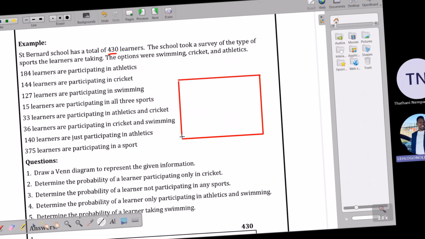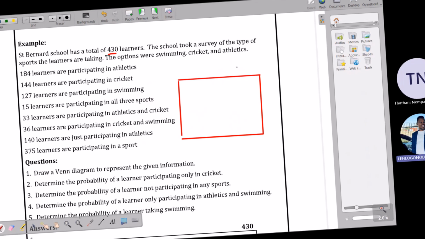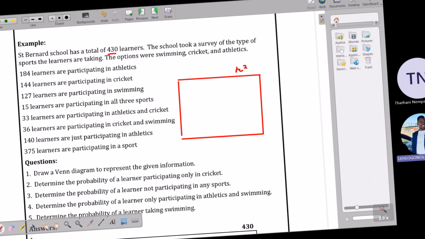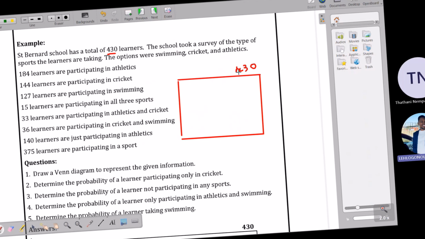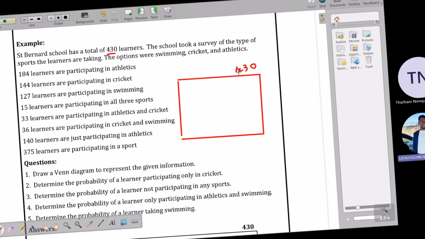So in our rectangle, we now know that we have a total, which we can put anywhere on top here. So we're going to have 430 participants. So automatically you have 1 mark for showing the total, which is 430 up there. Okay, let's hear more. How many events are there? That determines the number of circles that we should draw.